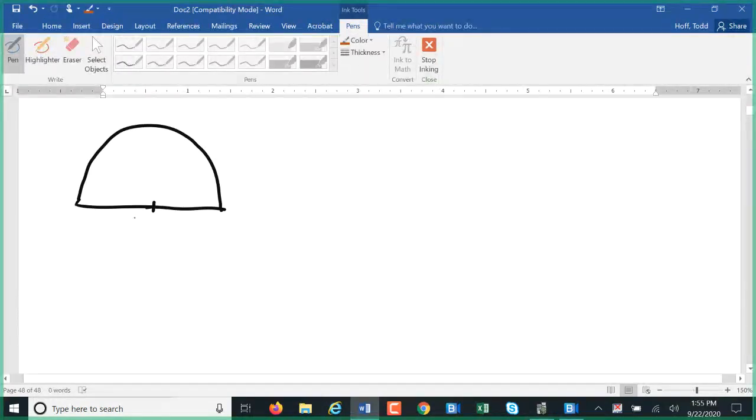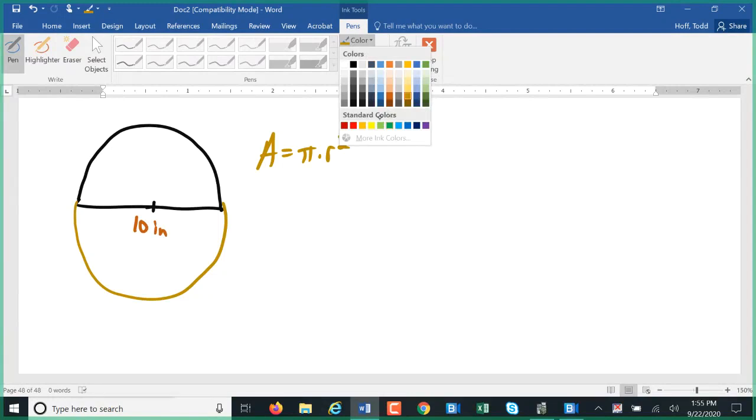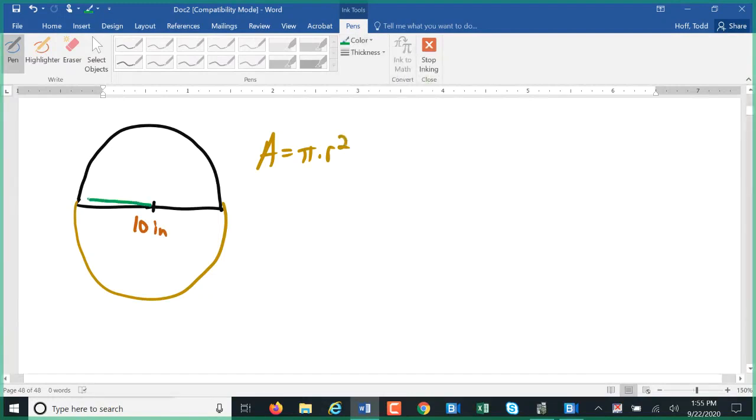If I tell you that this is 10 inches across here, and I want to find that area, we know that if it were a full circle, the area would be pi times radius squared. So we would need to know the radius. The diameter is 10. The radius would be 5 inches. So the area of that whole circle would be pi times 5 squared.